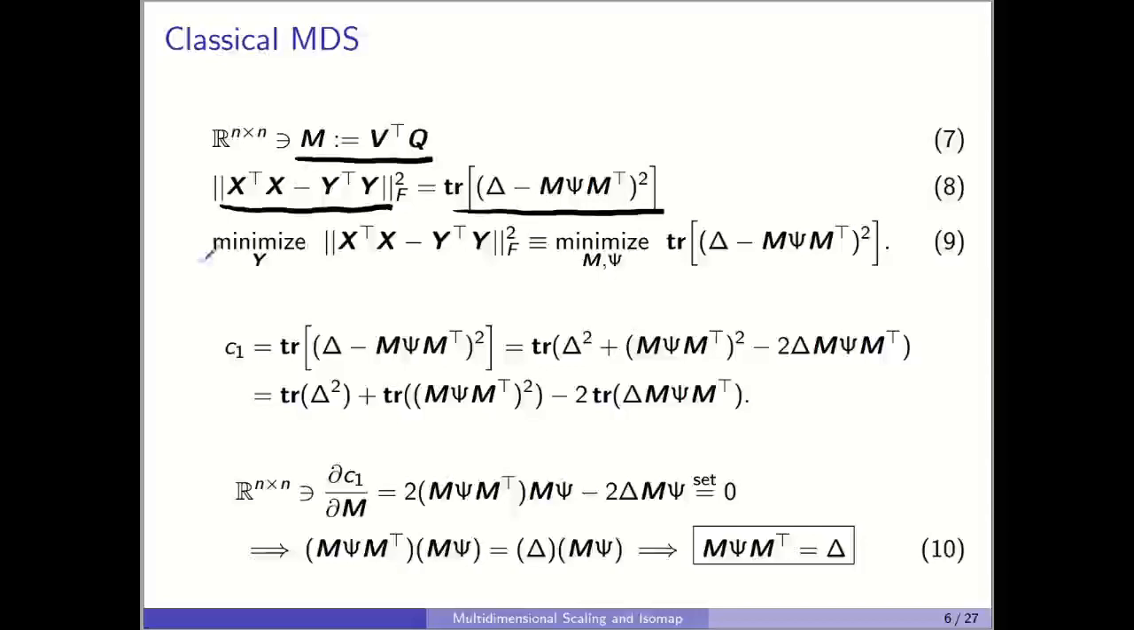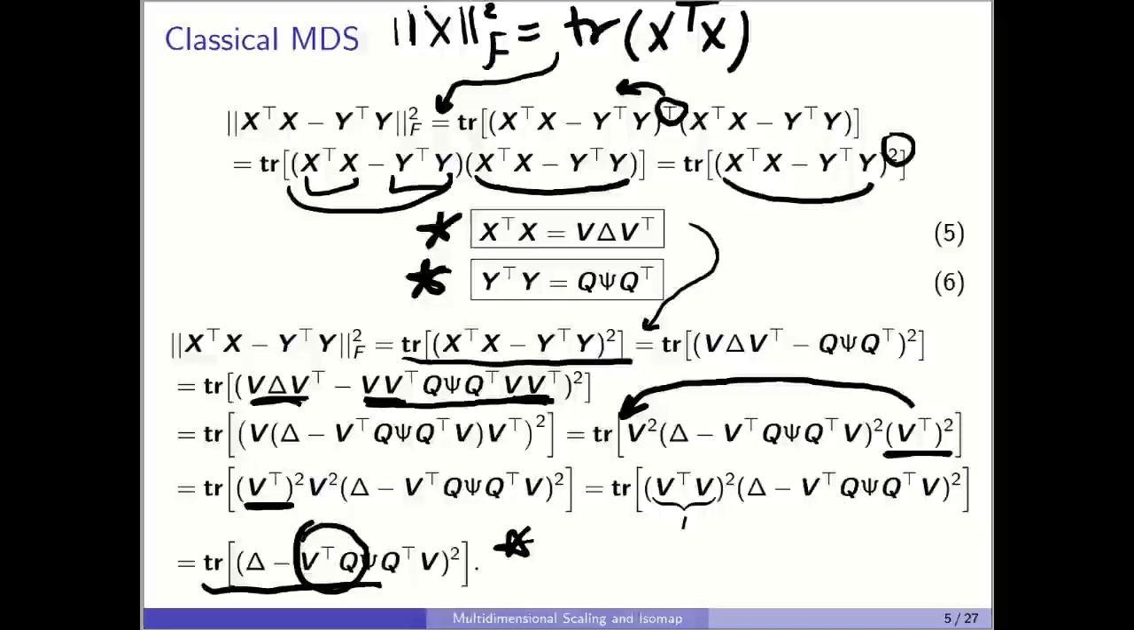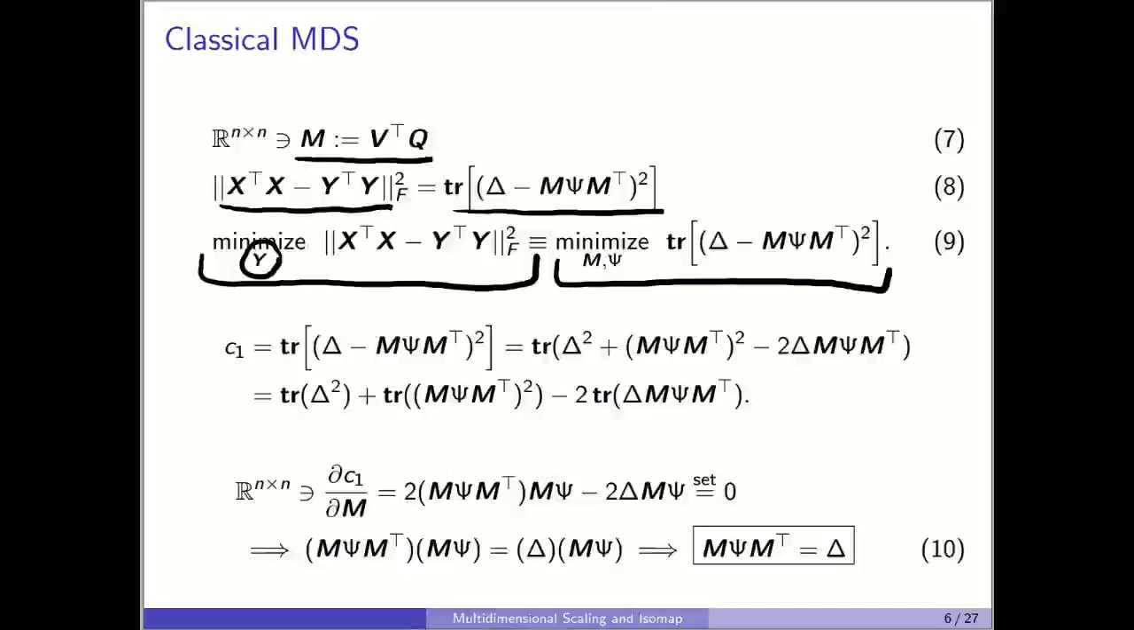Now this minimization, where the variable was Y, the embeddings, is changed to this minimization, where the variables are M and psi, where M is related to V and Q, which we have here in equations 5 and 6, and psi is the eigenvalues of Y transpose Y. Let's call this objective function C1. We can apply this squared. We can open this term by the first term squared plus the second term squared minus two times the first term multiplied by the second term. Then trace of A plus B plus C is trace of A plus trace of B plus trace of C. So I can do that.